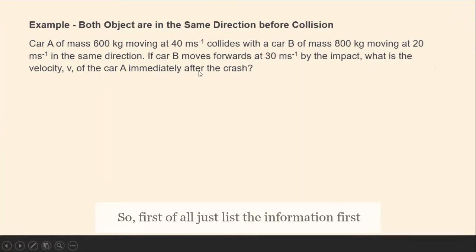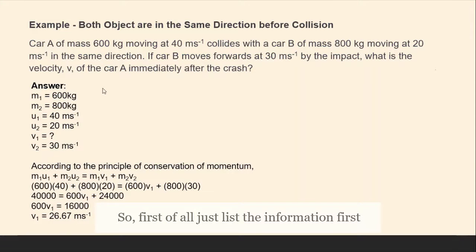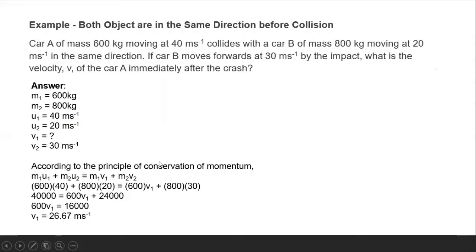So first of all, just list the information first: m1, m2, u1. Okay, so just use the formula here: m1 u1 plus m2 u2, and so on. Just substitute here. And we got v1 equal to 26.67 m s^-1.